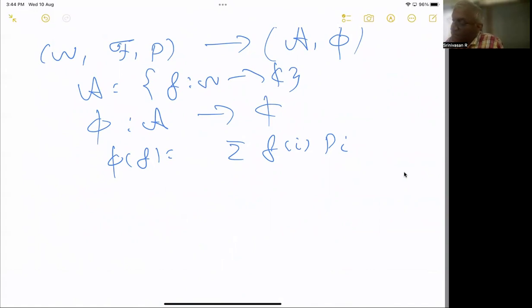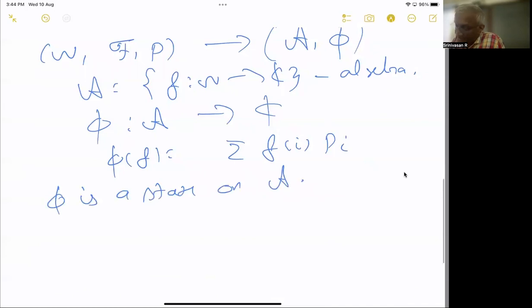Then this is an algebra. I have already said what an algebra is. It's a vector space as well as a ring where you can multiply things. You can scalar multiply, you can add, and it satisfies the distributive law and all that. This is an algebra of functions. And phi is a state.